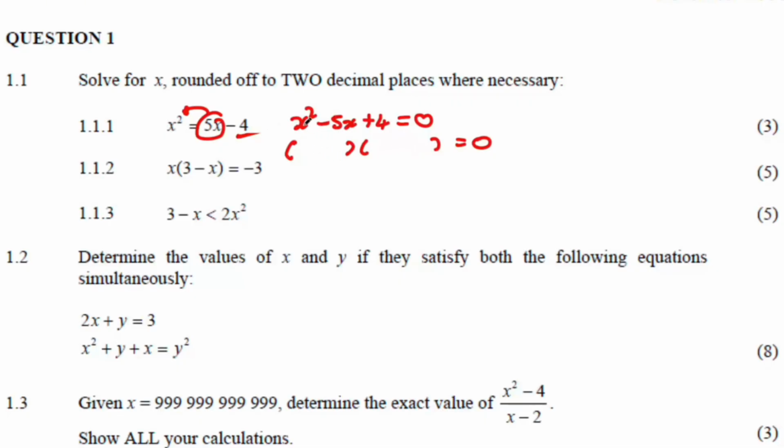Okay, so we start with this one, the x squared. So the x squared, we know that this means that two x's have to multiply each other so that they are x squared.